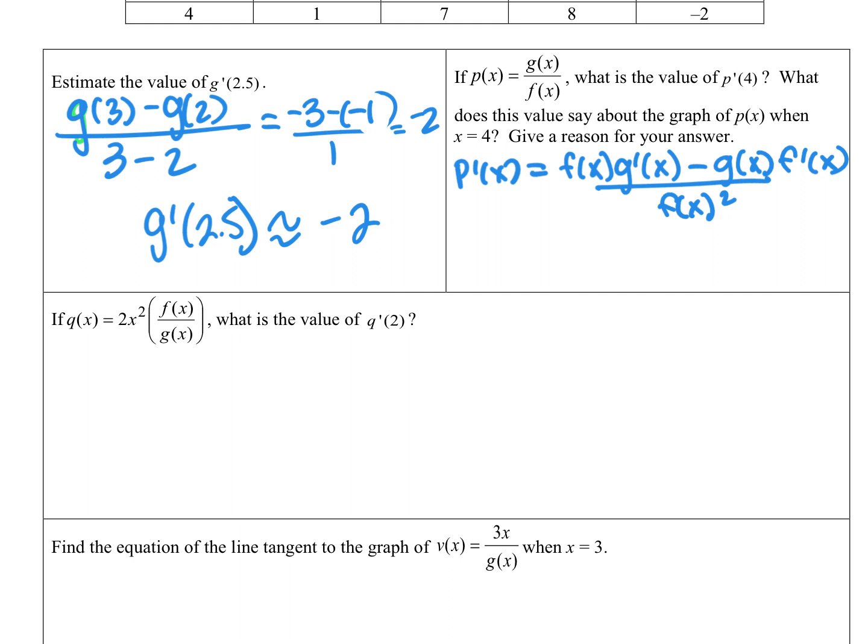All right, so when you do the derivative using the quotient rule, you're going to have low d high minus high d low all over the square of what's below. And then you should end up with 1 times negative 2 minus 7 times 8 all over 1 squared, which is negative 58. So you should have gotten negative 58.